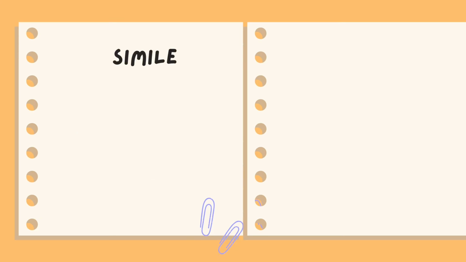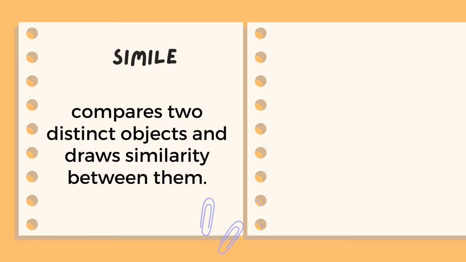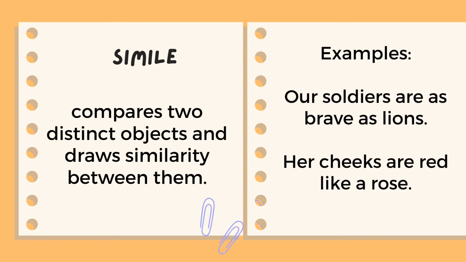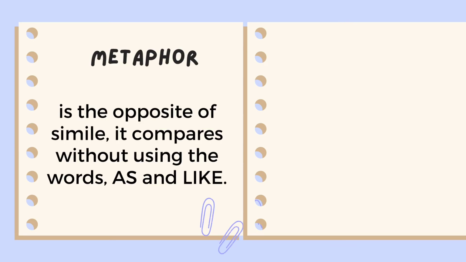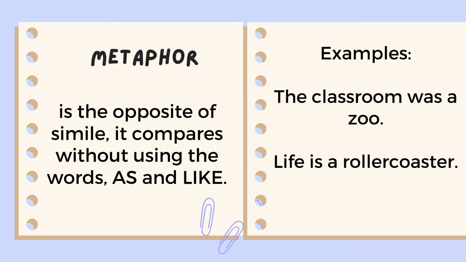Next is simile. It compares two distinct objects and draws similarity between them. Here are some examples. Our soldiers are as brave as lions, and her cheeks are red like a rose. The last one is metaphor. It is the opposite of simile. It compares without using the words as and like. For example, the classroom was a zoo, and life is a roller coaster.